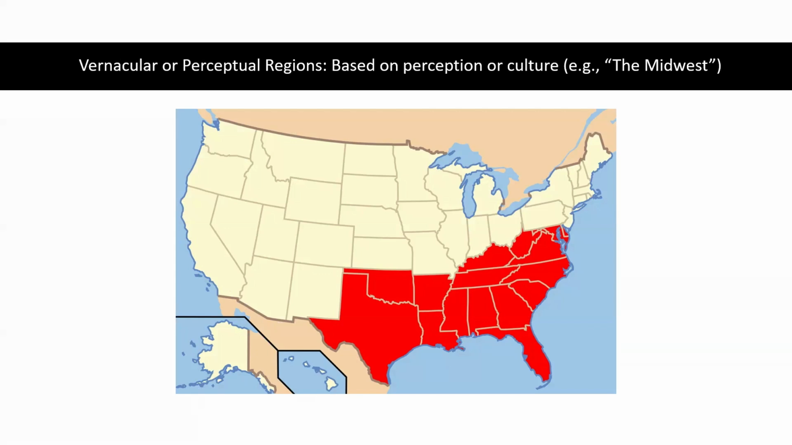Vernacular, or perceptual, regions are based on some sort of cultural perception of a place. For example, we're in the Midwest, or we could talk about the South in the United States. It's really hard to say exactly where the South begins or where the Midwest begins or where those stop because it's really based on different people's cultural perception of the world.